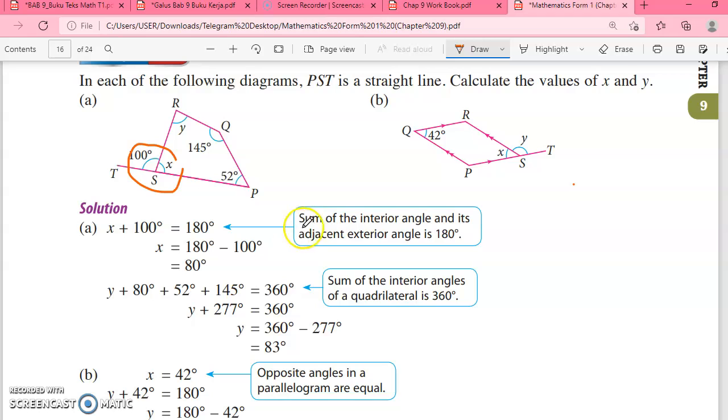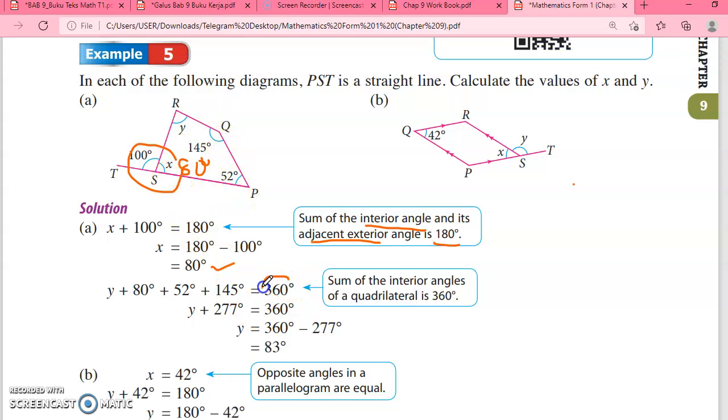You can find x. The sum of the interior angle and its adjacent exterior angle is 180. So you can write the equation. To find x, you need to use 180 minus 100. You get 80. After you get x equal to 80, all the interior angles inside the quadrilateral are equal to 360. You write the equation y plus 80 plus 50 plus 145 equal to 360.